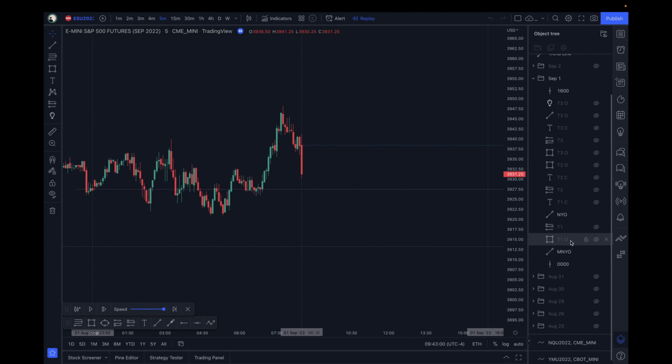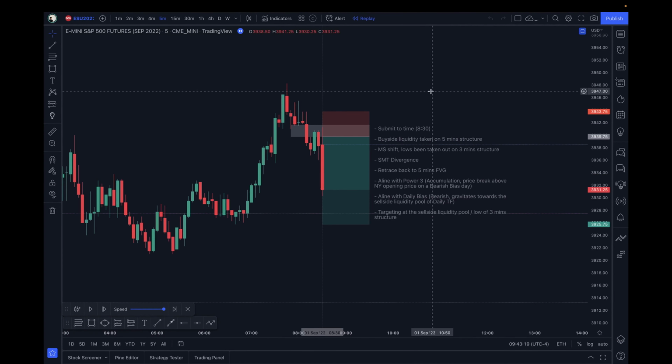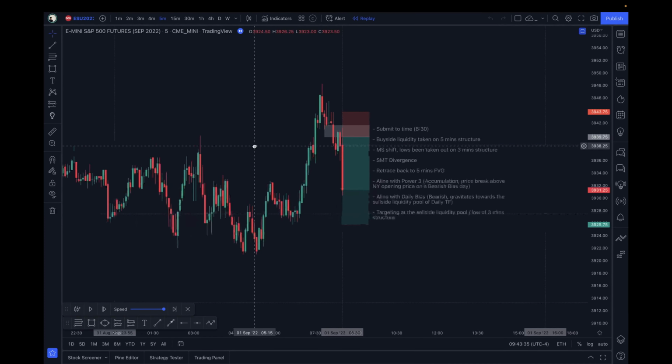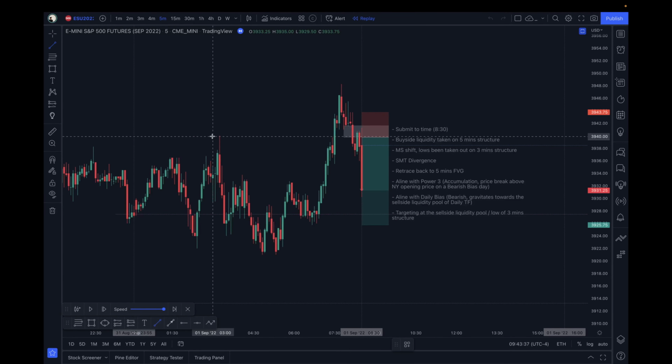So trading one right here. We can see right here, I only enter after the 8:30 opening. The price retraces back to a 5-minute fair value gap right here, and the buy side liquidity is taken on the 5-minute structure. So we can see right here, it's taking the buy side liquidity.